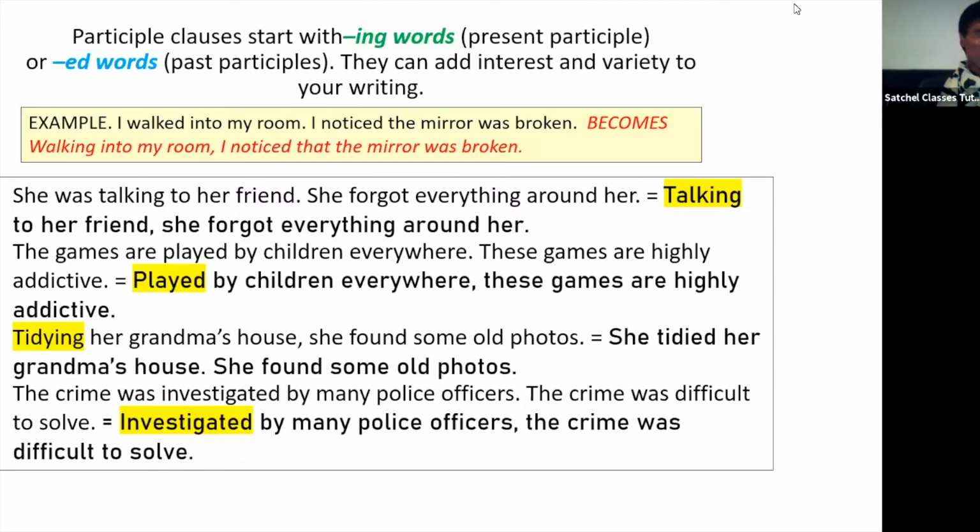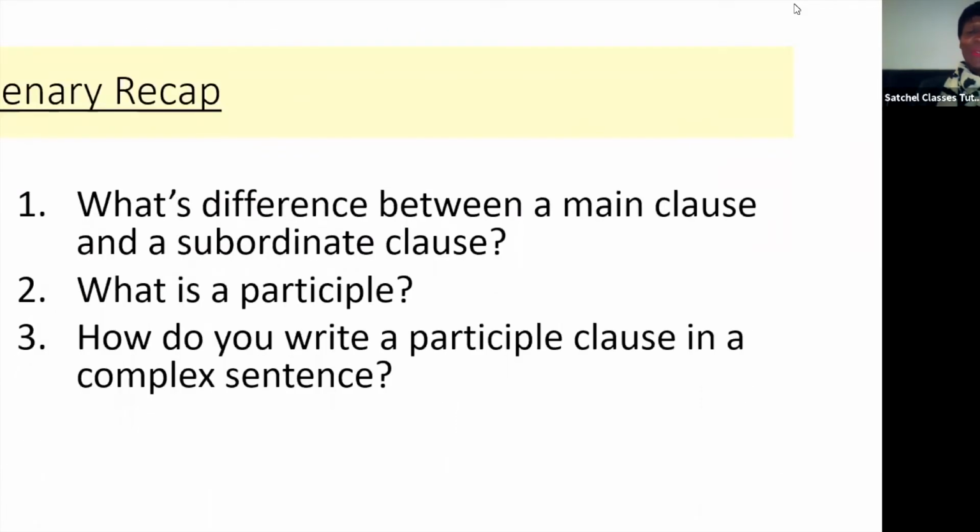So overall, what is the difference between a main clause and a subordinate clause? Well, the main clause can stand alone and the subordinate clause cannot. What is a participle? It's a part of a verb that ends in ing or ed. And how do you use a participle clause in a complex sentence? You begin the sentence with a participle to add interest and variety to your writing.